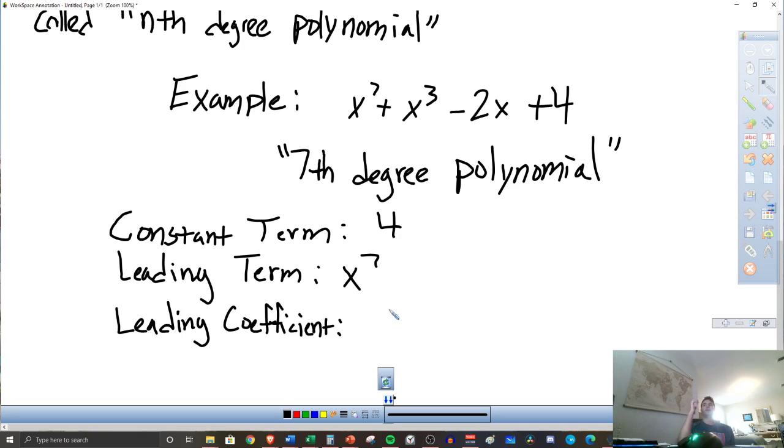What is the leading coefficient? Well, that is the number in front of the variable in the leading term. So we have our leading term, it's x to the 7th. Well, what is the coefficient? That's the number attached. Well, I don't see anything in front of it. Well, what's up there? Here's a coefficient here, -2. That's a coefficient. I can see it. What's in front of this one? Well, there's a 1 in front, right? So the leading coefficient is 1. All right.